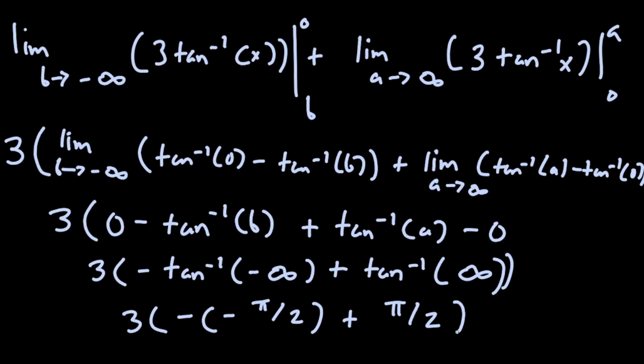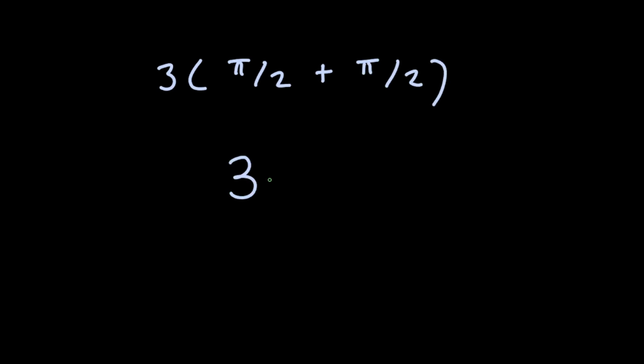So that means we get 3 times pi over 2 plus pi over 2. So our final answer is 3 pi.